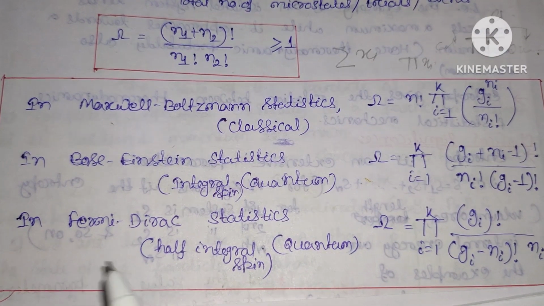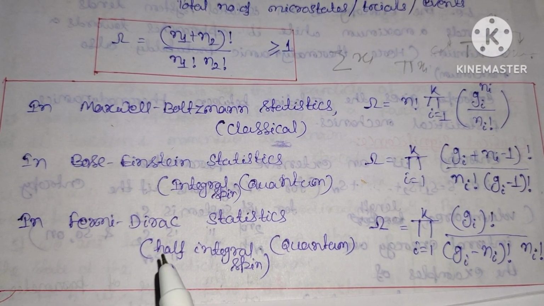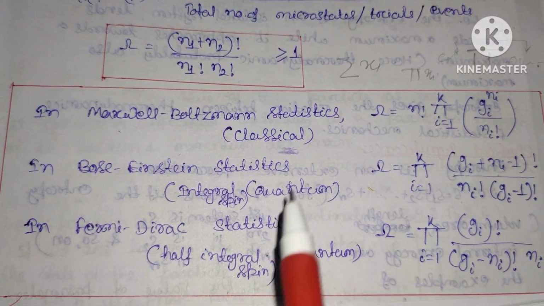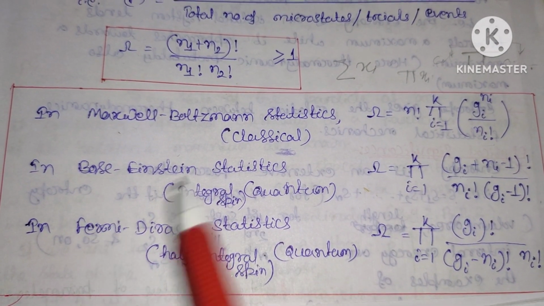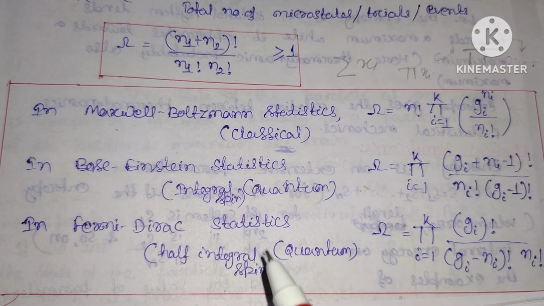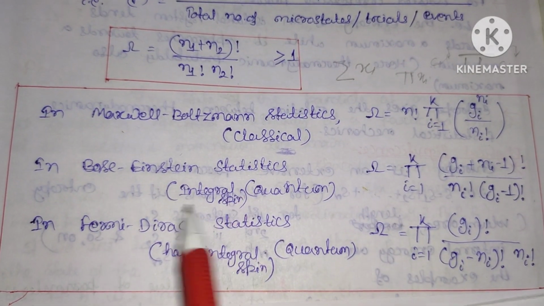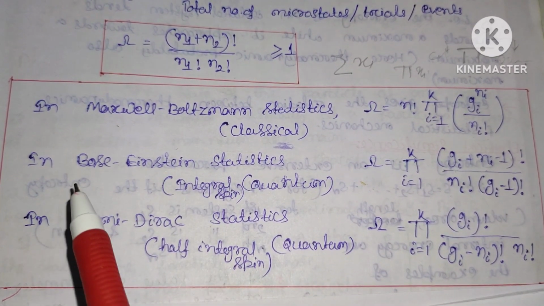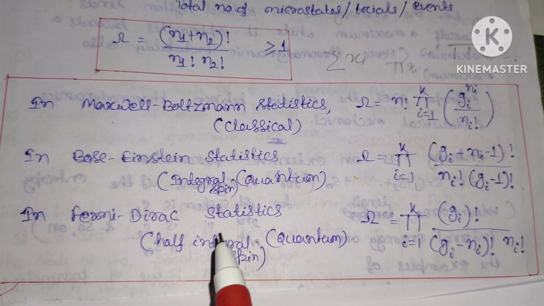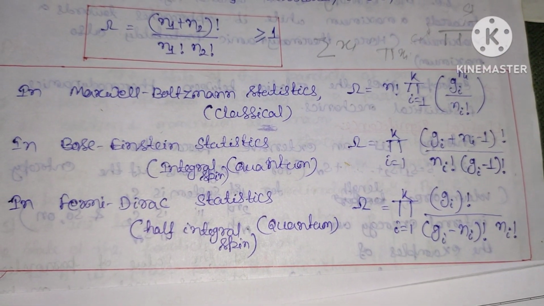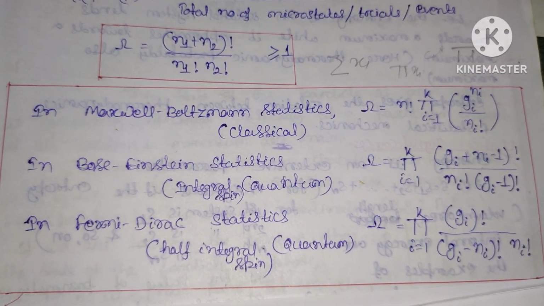Similarly, if it is given that the particles have half-integral spin and are indistinguishable, then they follow Fermi-Dirac statistics. So Bose-Einstein and Fermi-Dirac are for indistinguishable particles. If it is integral spin, you write the Bose-Einstein formula, and if it is half-integral spin, you write the Fermi-Dirac statistics formula. So these are your basic formulas.